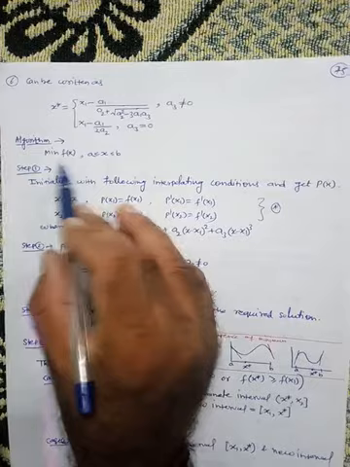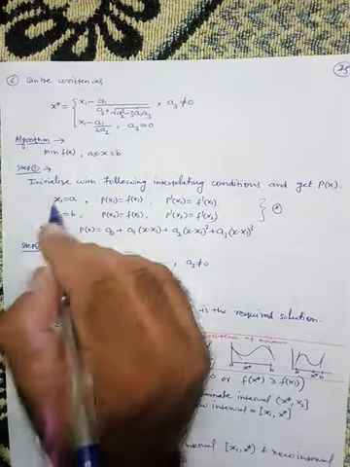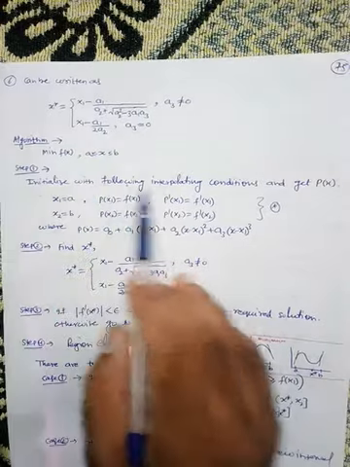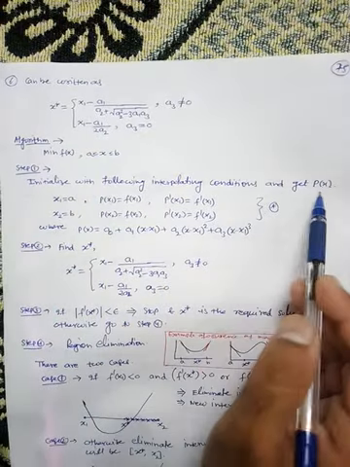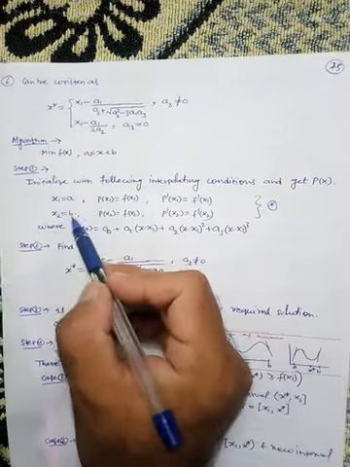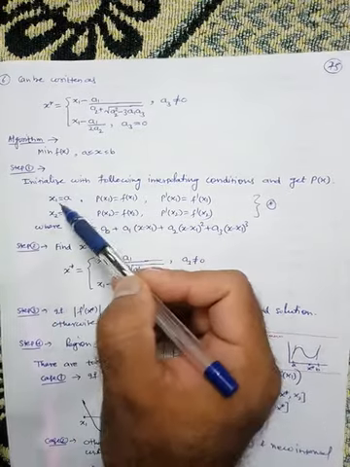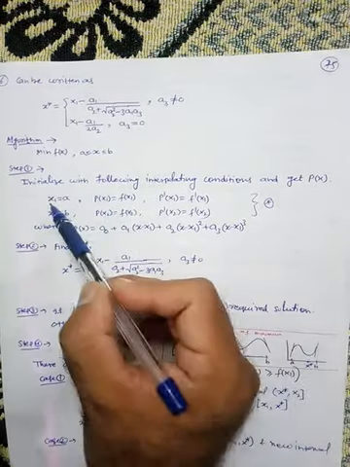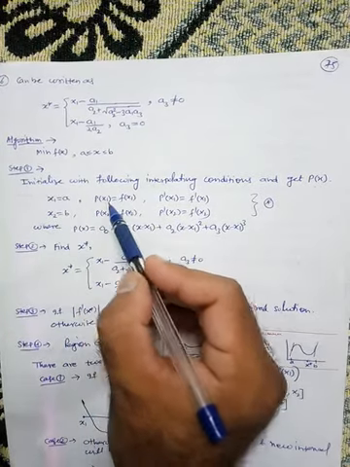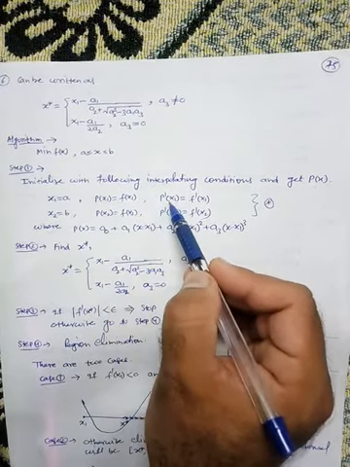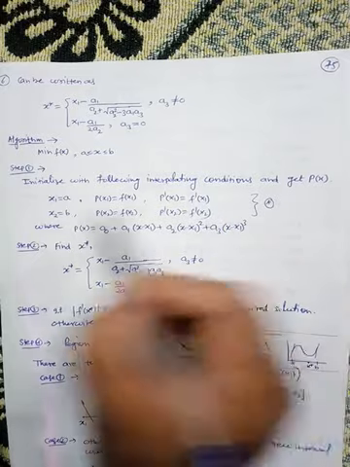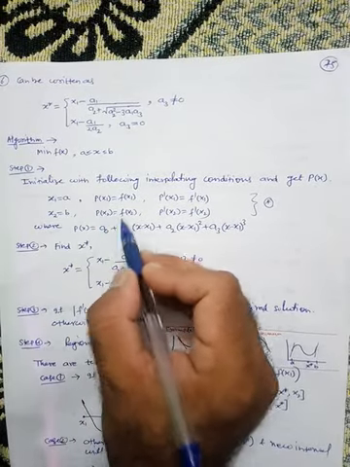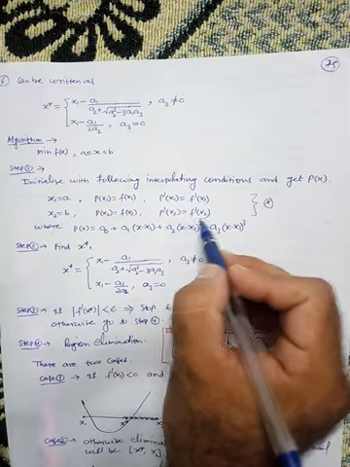Obviously f of x is a unimodal function. Okay, so step number 1: initialize with the following interpolating conditions and get p(x). We have only 2 points, and at these 2 points we have these conditions. At x1 equal to a, we have p(x1) equal to f(x1), and p'(x1) will be f'(x1). Similarly, at x2 equal to b, we have p(x2) equal to f(x2), and p'(x2) equal to f'(x2).